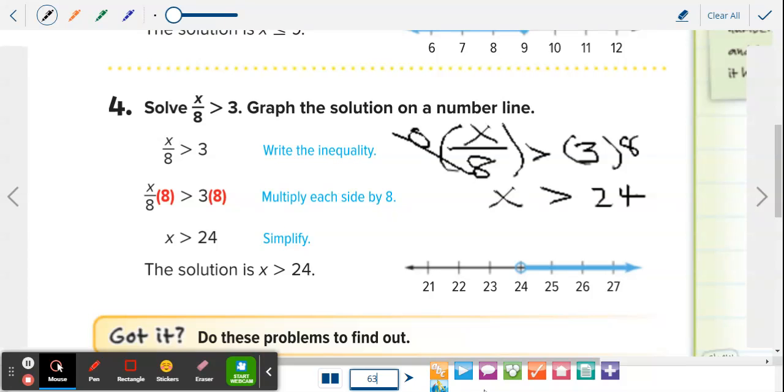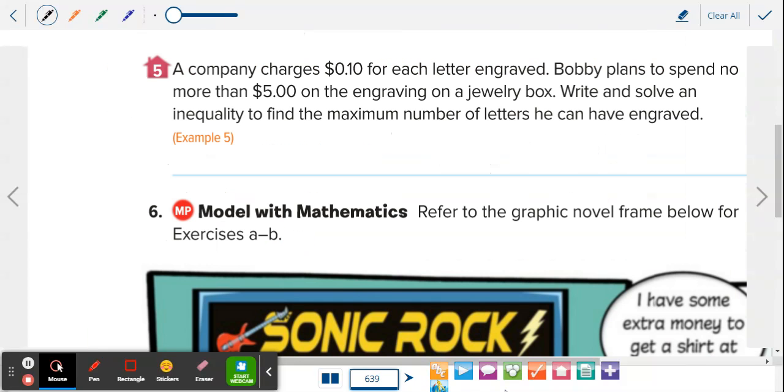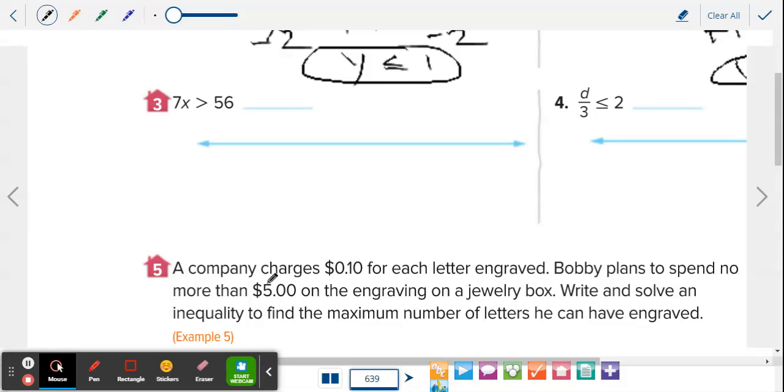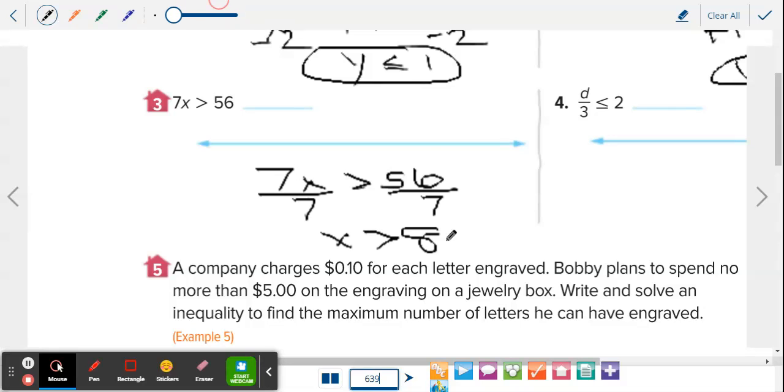So back to page 639 again. Okay, number 3, 7x is greater than 56. So how do we get rid of the 7 and get x by itself, Destiny? Divide by 7 on each side. So x is greater than 8.